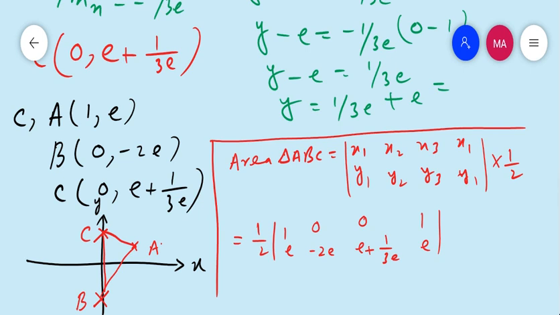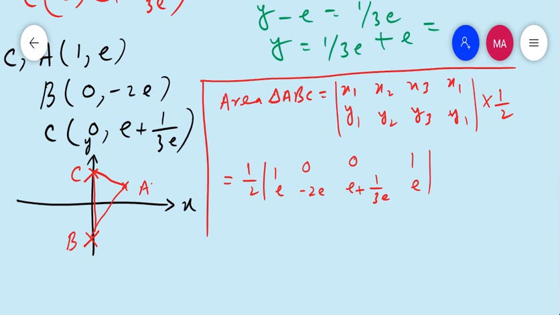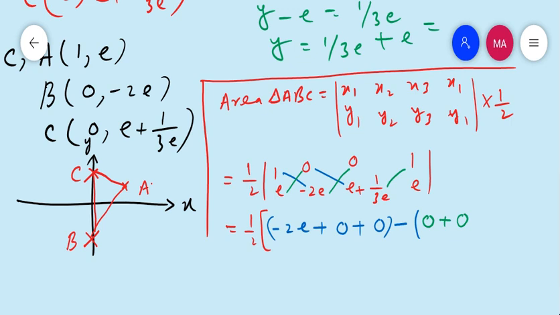So what was the formula? One upon 2, first multiply 1 into minus 2e, plus 0 into (e + 1)/3e. Something multiplied by 0 is 0, and plus 0 into e is 0, minus e into 0, 0, minus 2e into 0, 0, and (e + 1)/3e into 1 is plus (e + 1)/3e. Now simplify it.